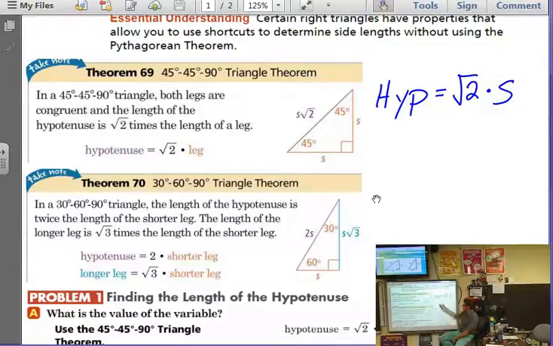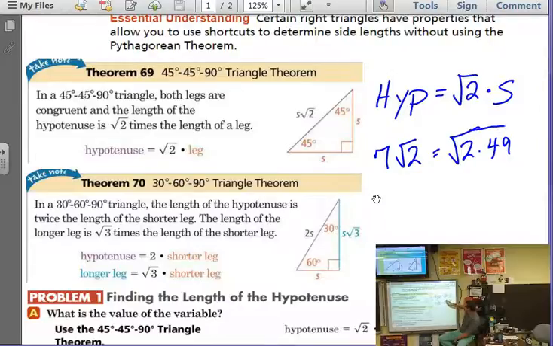And a lot of times, say the leg is like 7, you might just say it's radical 2 times 7, or 7 radical 2. But if I want to bring the 7 in and combine it all to simplify this, this would be 2 times 49, which would then be 98. So that would actually be radical 98 if I wanted to put it all into radical form. Or I could have just left it like this, 7 radical 2.